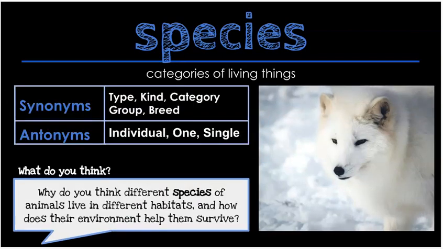Some synonyms might be type, kind, category, group, or breed. Some antonyms, and there weren't a lot of good ones, might be individual, one, or single, meaning there's nothing like it. What do you think? Why do you think different species of animals live in different habitats? And how does their environment help them survive? And you may pause the video here.